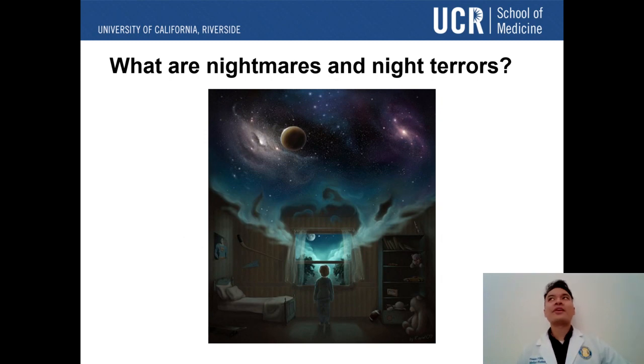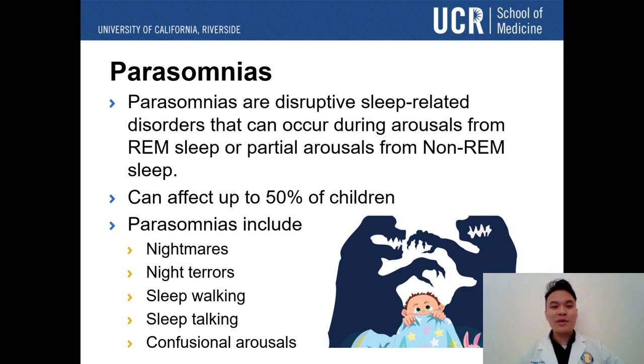So what are nightmares and night terrors? They're basically types of parasomnias. Parasomnias are disruptive sleep-related disorders that can occur during arousals from REM sleep or partial arousals from non-REM sleep. So don't get too intimidated by REM sleep and non-REM sleep. We're going to talk about those a little bit later. But what you need to know is it can affect actually up to 50% of children. So it's not unusual to have nightmares or night terrors. Examples of these include nightmares, night terrors, sleepwalking, sleep talking, confusional arousals. All these are disruptive sleep disorders, and so they fall under the umbrella of parasomnias.